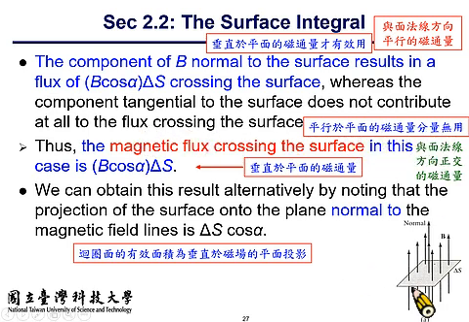Okay, so for the surface integral, we will take cosine alpha, where alpha is the angle between the field and the normal of the surface. So you can interpret this surface integral as this: the effective area of the loop is the projection of the loop that is normal to the magnetic field.